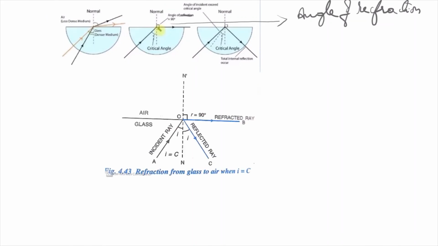Okay, so here what is happening? When I is equal to C, the angle of refraction is already 90 degree, isn't it? When the angle of incidence I is greater than the critical angle, then the ray reflects back. This is the case of critical angle when I is equal to C. Okay, so the angle of refraction is 90 degree. Right, this is the critical angle we are explaining. Now I will show you total internal reflection.